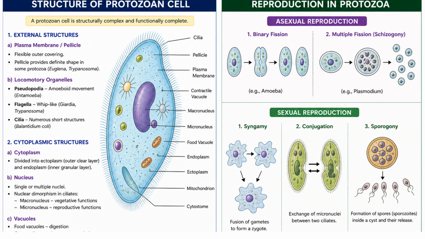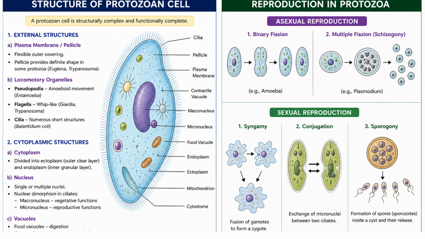Okay, now let's move to the structure of the protozoan cell. The protozoan cell is structurally complex and functionally complete, and the shape of the protozoan cell may vary; it may be amoeboid in shape, oval, elongated, or slipper shaped. The structure of the protozoan cell can be divided into the external structure and internal cytoplasmic structure. The cell wall is not present, and the external structure consists of a plasma membrane and locomotory organelles extending out from the plasma membrane.